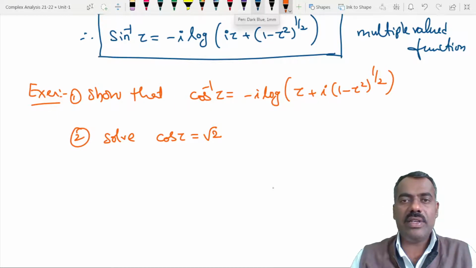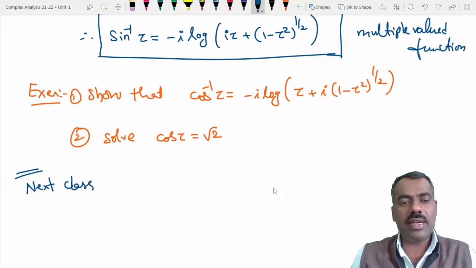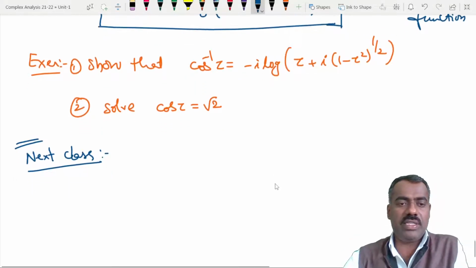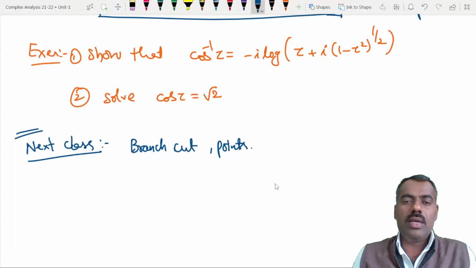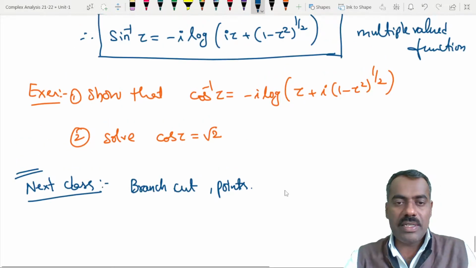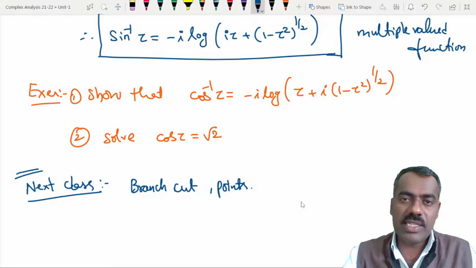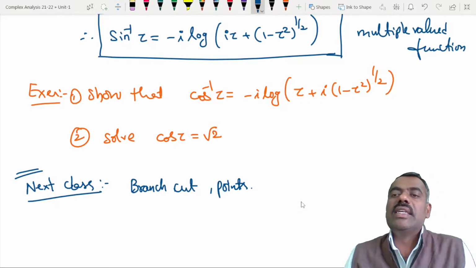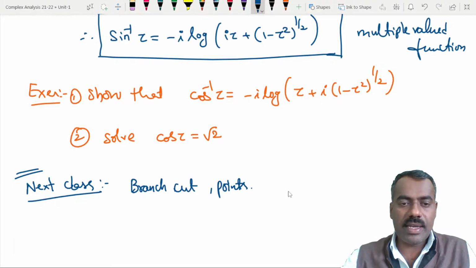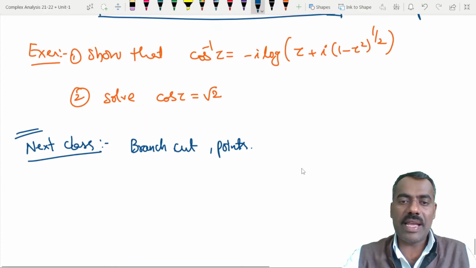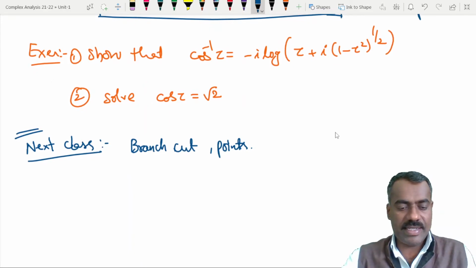In further classes, all these elementary functions will be coming again and again. In the next class, we'll see branch cuts and branch points with examples. That means whenever we have a multiple valued function, how we can get single valued functions so that we can talk about their analyticity. That is the concept of branch cuts and branch points. Okay, that we'll see in the next class. We'll stop.